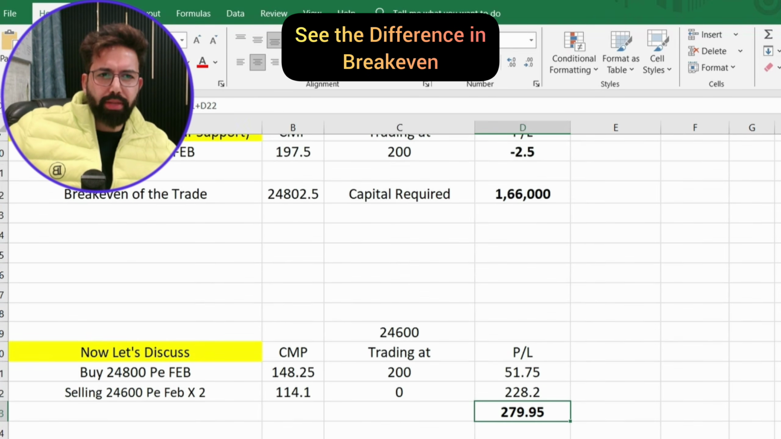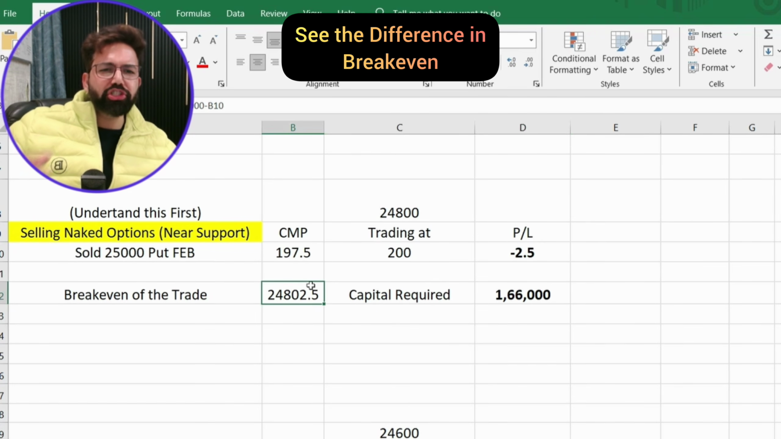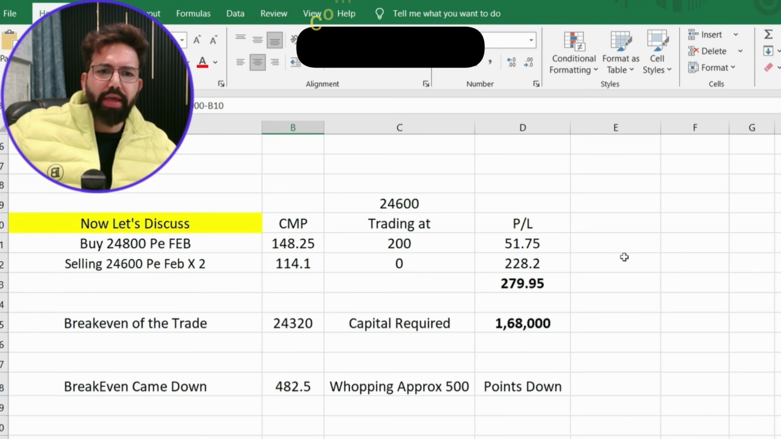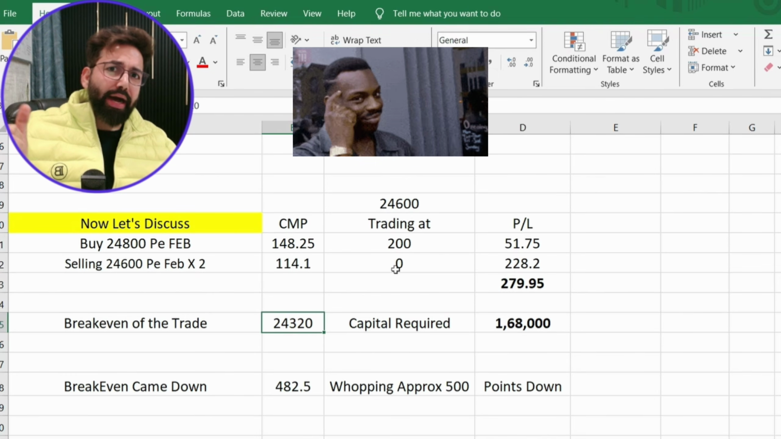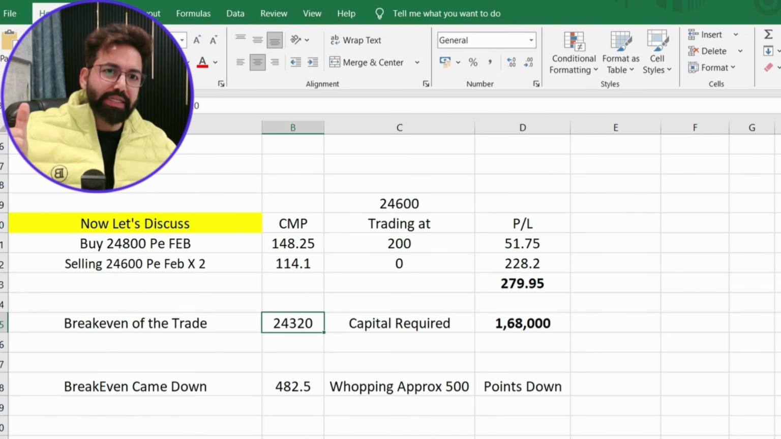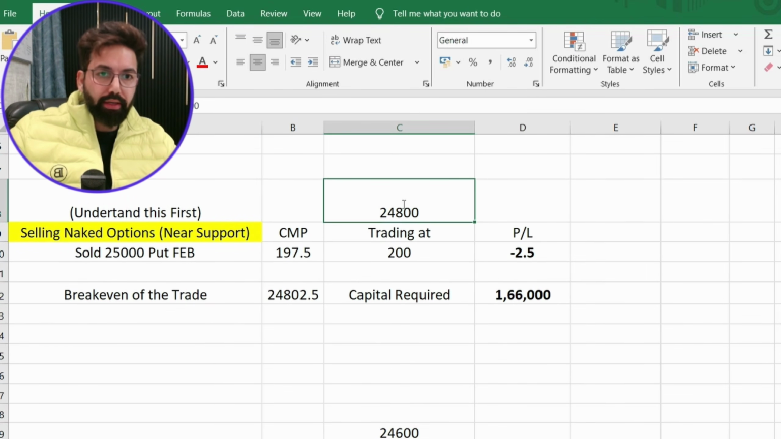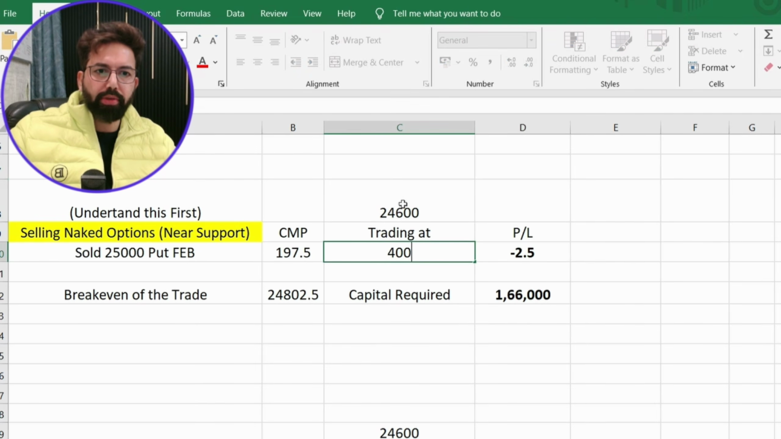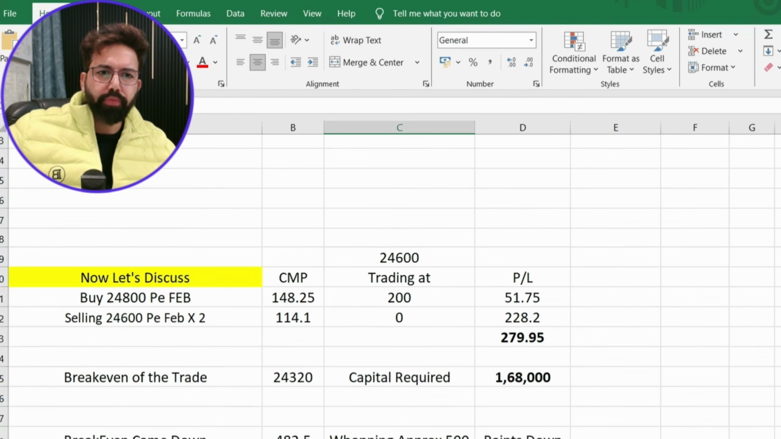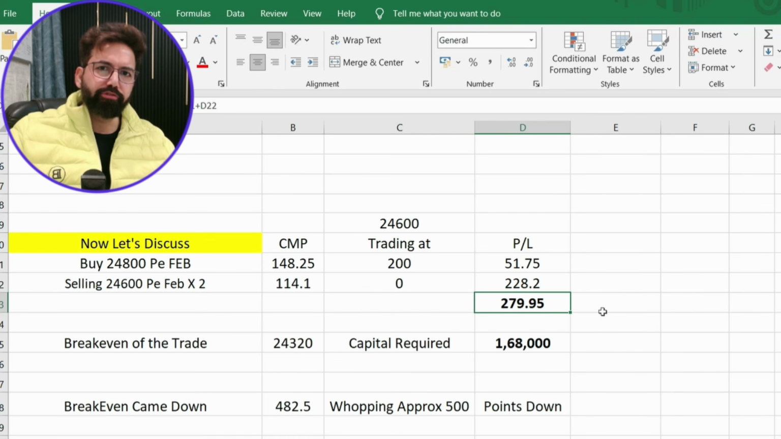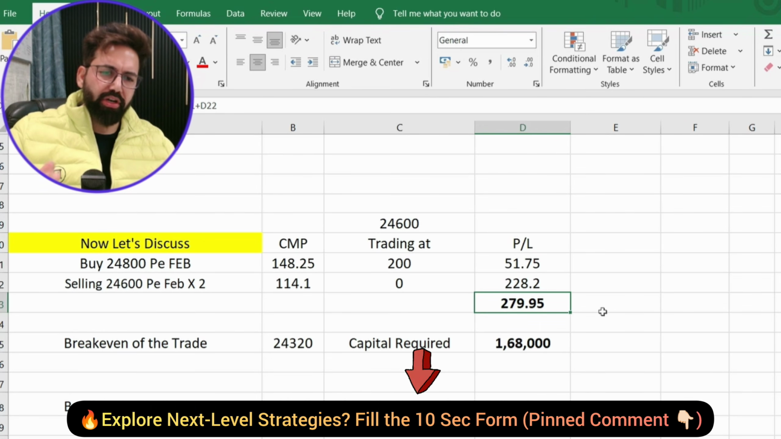Now, let me compare this. Let me go up and see, break even of the simple selling put was 24,800. Now here, the break even has gone down to 24,320. I hope you're making a good note of it. And if the market goes down to 24,600, in the popular style, this is going to be 400 points in the money and a whopping 2 to 2.5 loss. But at the same level of 24,600, here we are getting 279.95. With every minute, I'm going to go deeper into this, right?